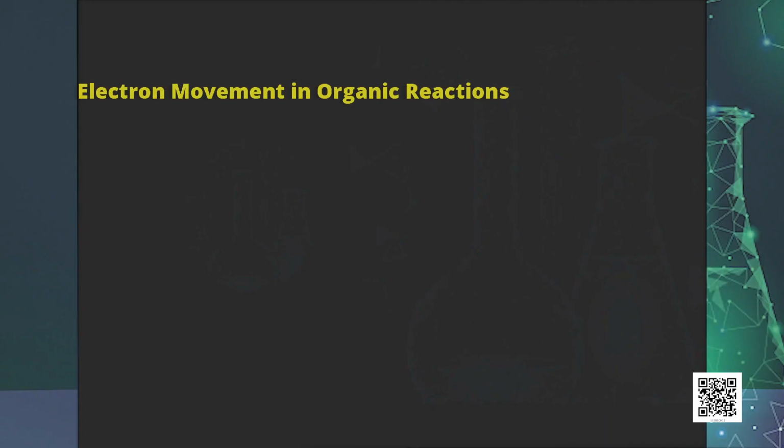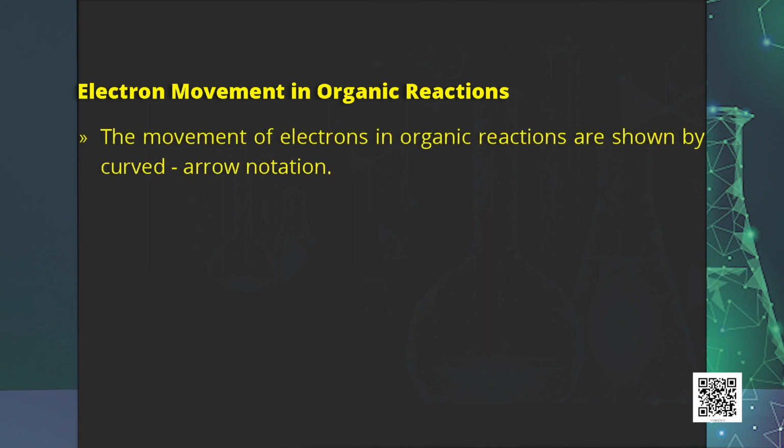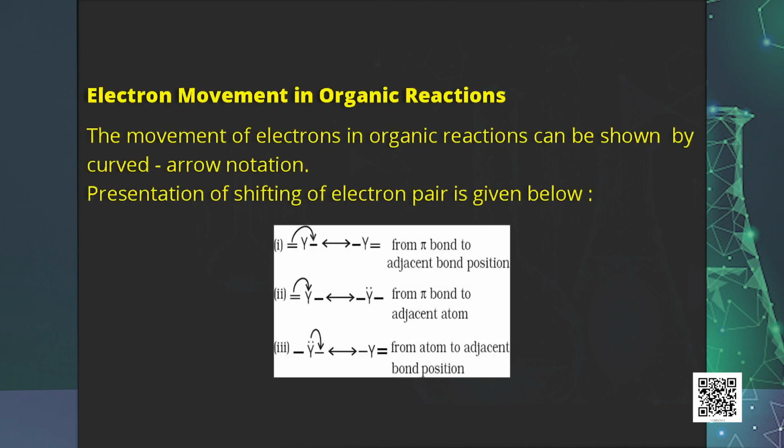Learners, our next topic is electron movement in organic reactions. The movement of electrons in organic reactions is shown by curved arrow notation. It shows how the changes in bonding occur during the course of the reaction. To show the change in the position of a pair of electrons, the curved arrow starts from the point from where an electron pair is shifted and it ends at a location to which the pair of electrons may move. As you can see, this is quite clear in the slide.